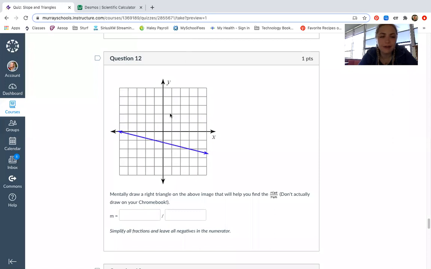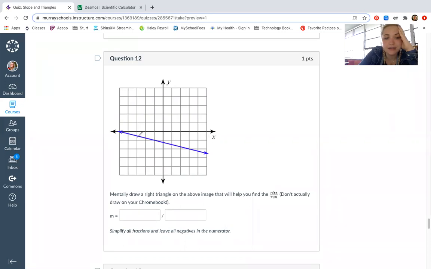All right, the next one that I'm going to go over is problem number 12. On this picture, it says, mentally draw a right triangle on the above image that will help you find the rise and run. Don't actually draw on your Chromebook. You're welcome to draw this on a separate sheet of scratch paper. In the front of my classroom, I've got a ton of graph paper. You could even graph this if you wanted to, or you can just sketch it out at home if you would like. Now, I'm going to draw in some dots.